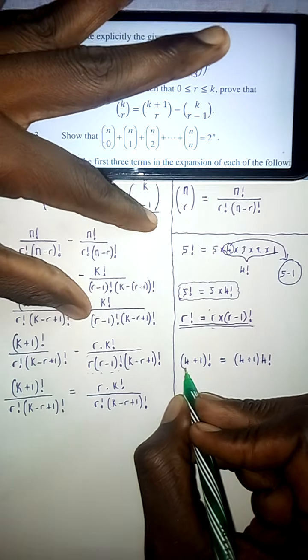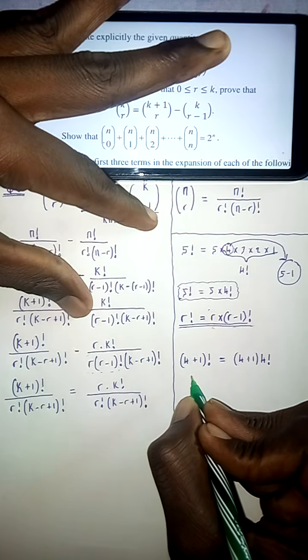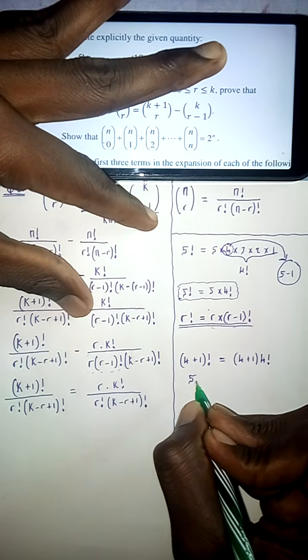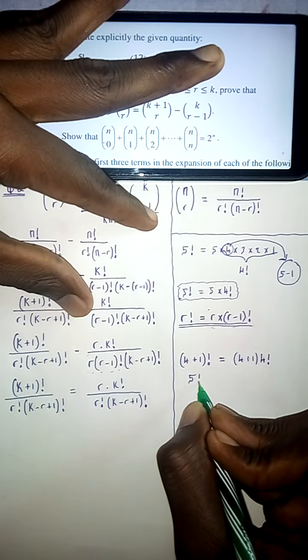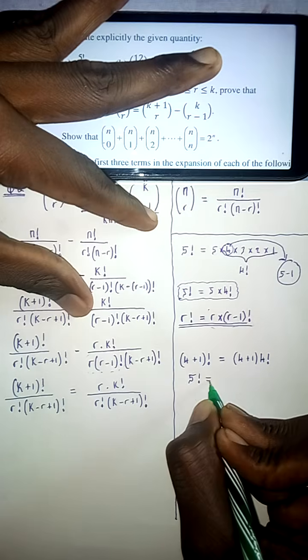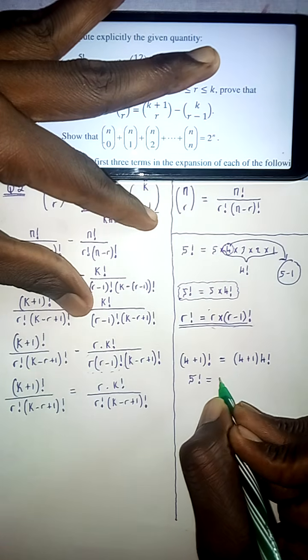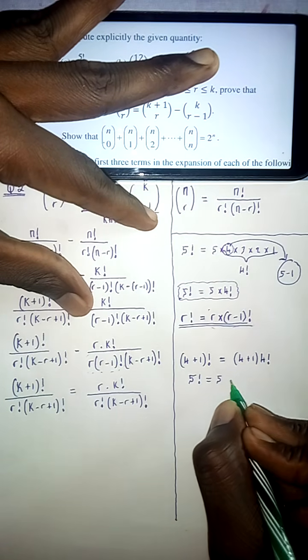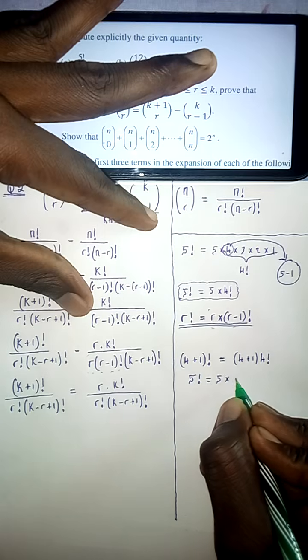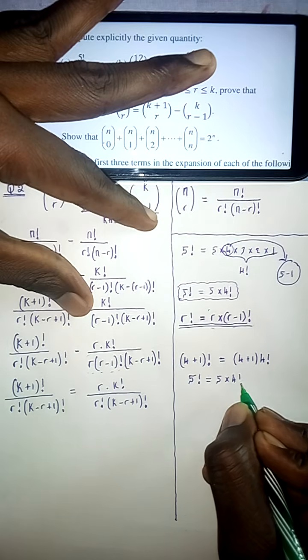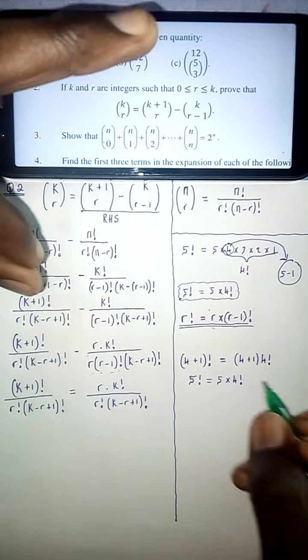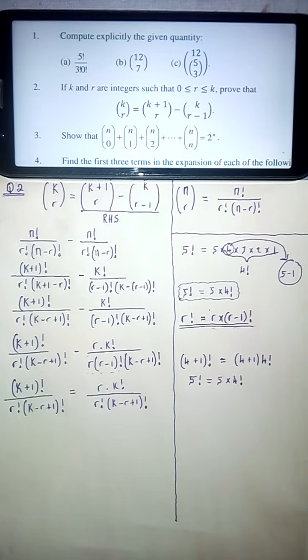Well, 4 plus 1 is 5, right? 5 what? Factorial. 4 plus 1, that's 5, right? Multiplied by what? Multiplied by 4 factorial. Is this correct, guys? Well, the answer is yes, this is correct.